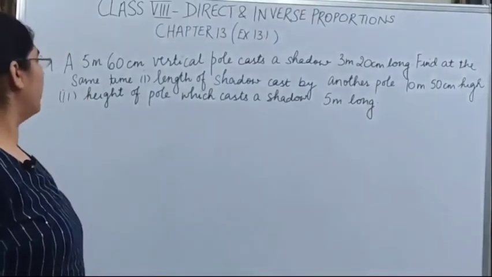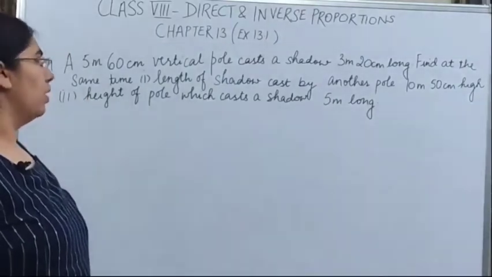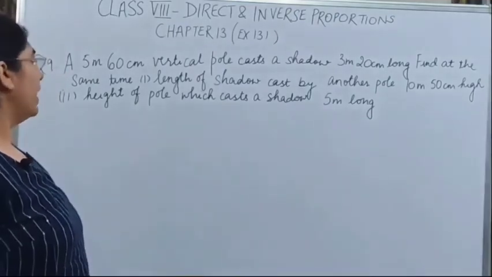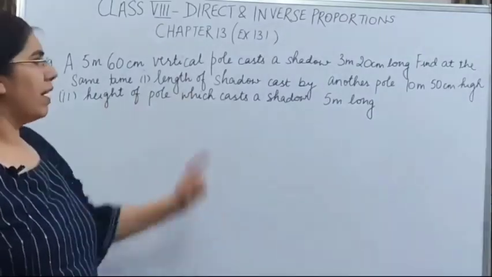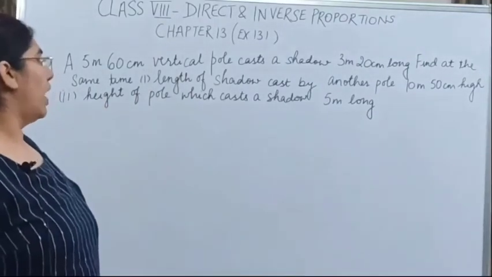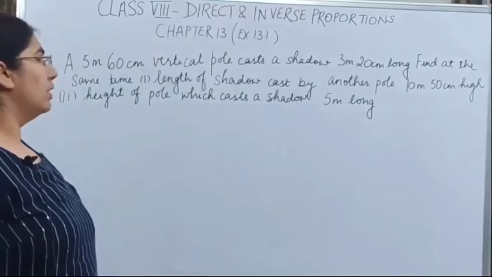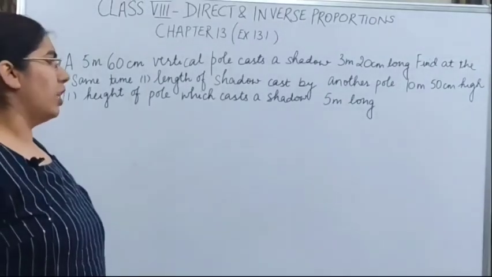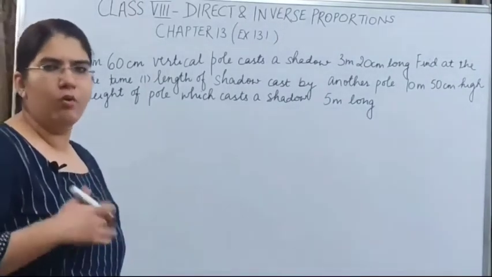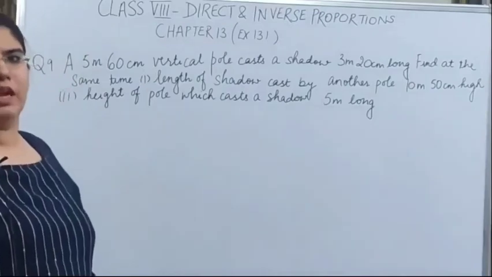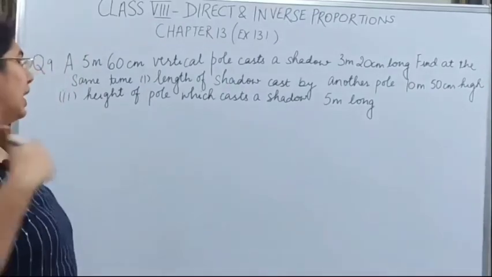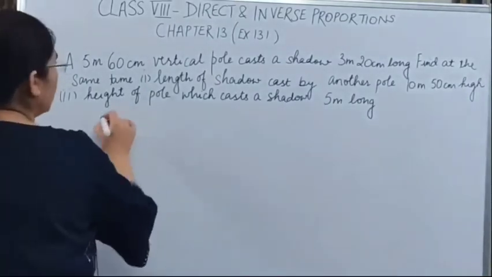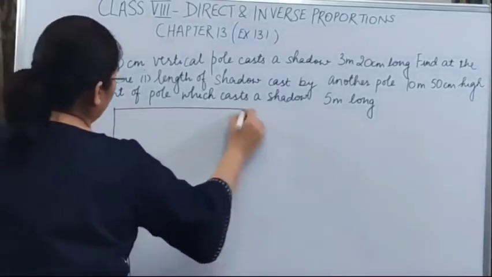It says a 5 meter 60 centimeter vertical pole casts a shadow 3 meters 20 centimeters long. Find, at the same time, there are two parts to it. First part, length of shadow cast by another pole 10 meters 50 centimeters high and height of the pole that casts a shadow 5 meters long. Now we all know the more the length of the pole, the greater is the length of the shadow. Right.